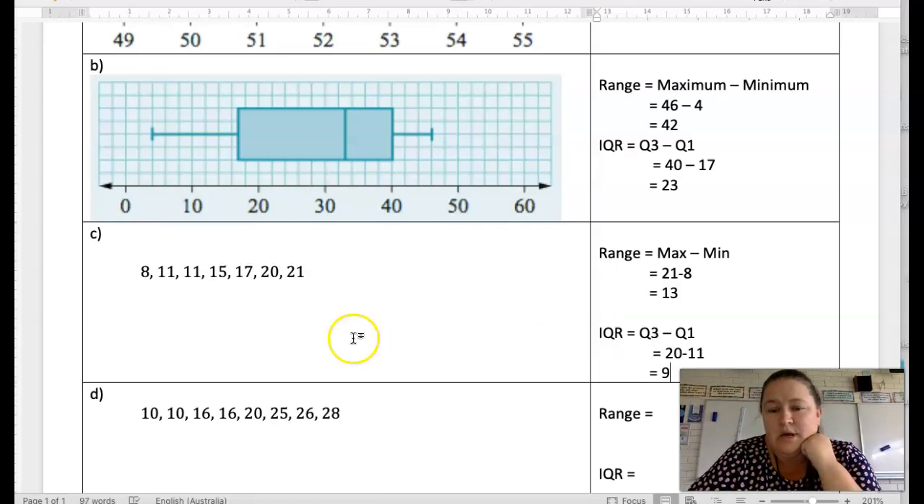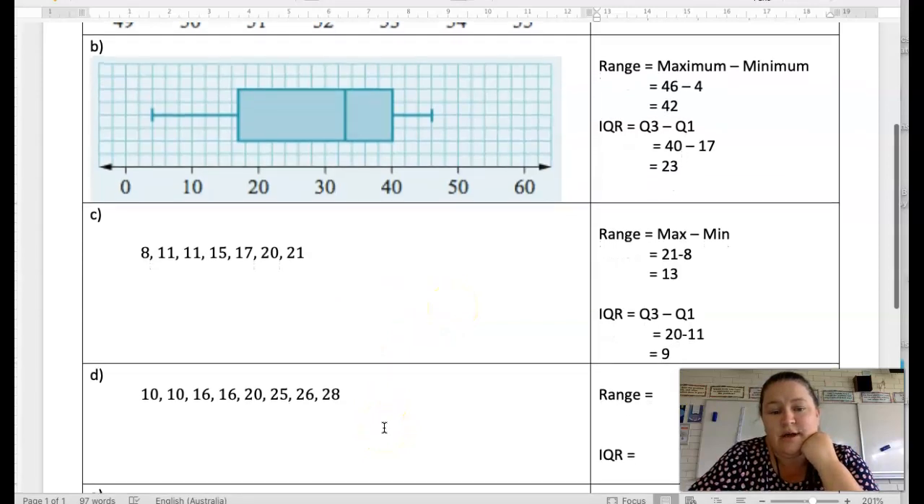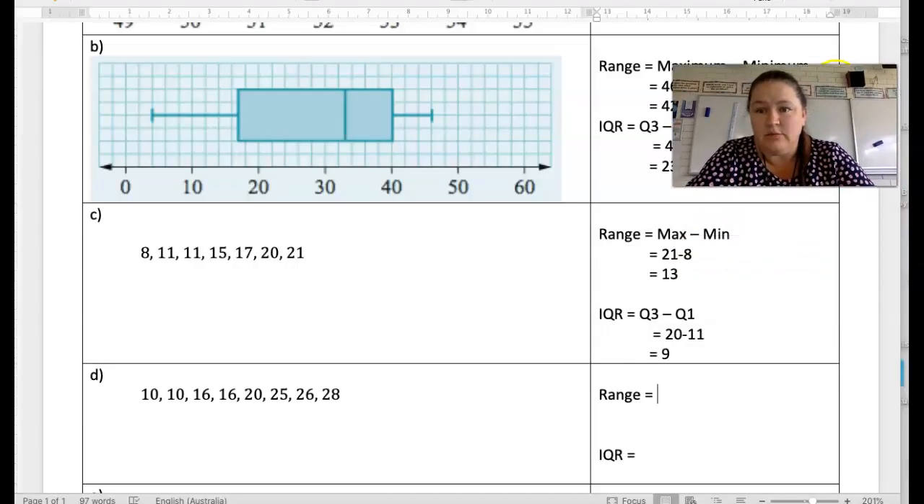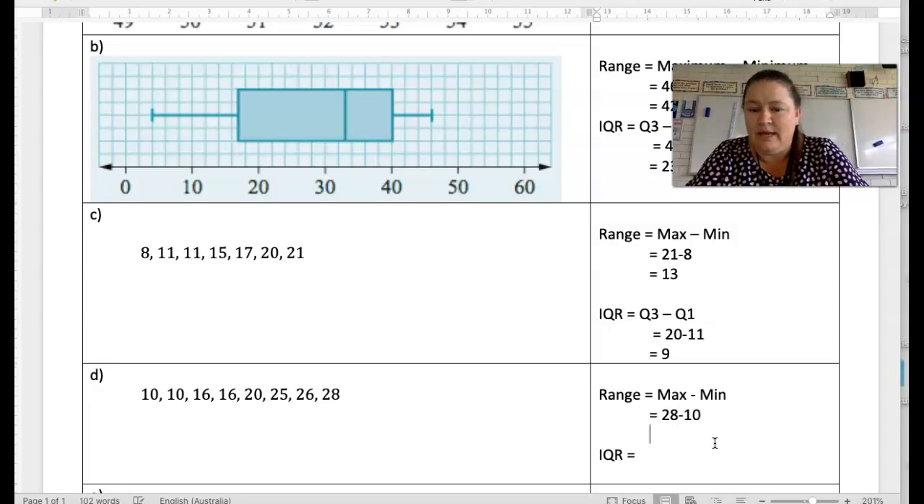Okay, let's try the next one. Again, the data has been ordered from smallest through to largest. Again, the max is pretty easy to do. So max is 28. 28 subtract 10, pretty easy to do. That is going to be 18, so its range is 18.